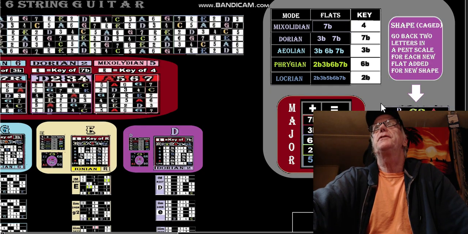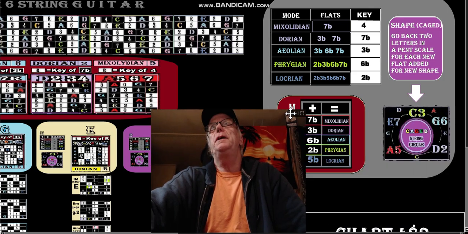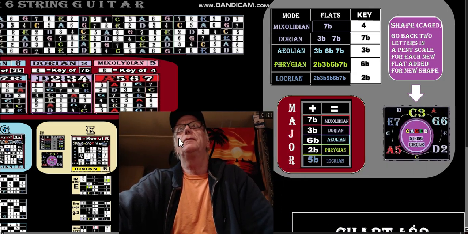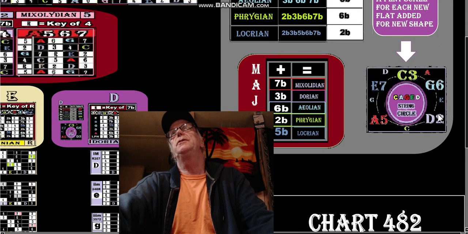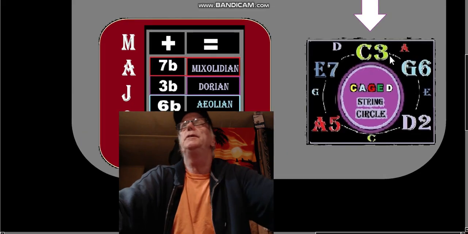So we've discussed that. I don't want to end up being over here for too long, because I forget I'm over here. So major plus 7 flat equals Mixolydian, and then plus 3 flat equals Dorian. Add to that. Those already exist, and we talked about that. We talked about the circle. This is the circle of fifths. Remember, it's CAGED. Let's just review this old circle here.